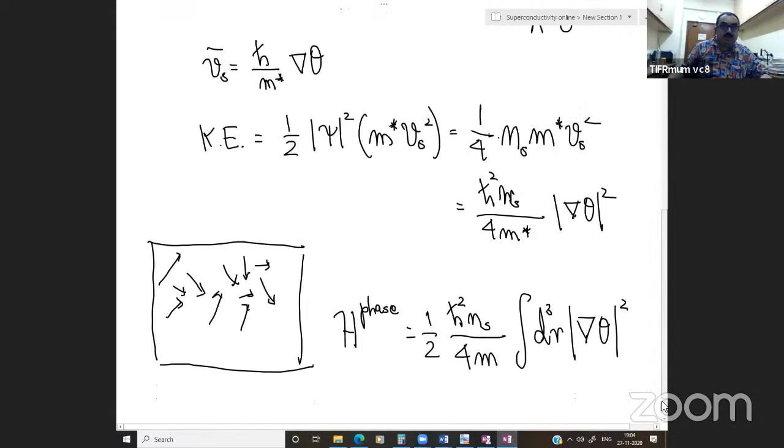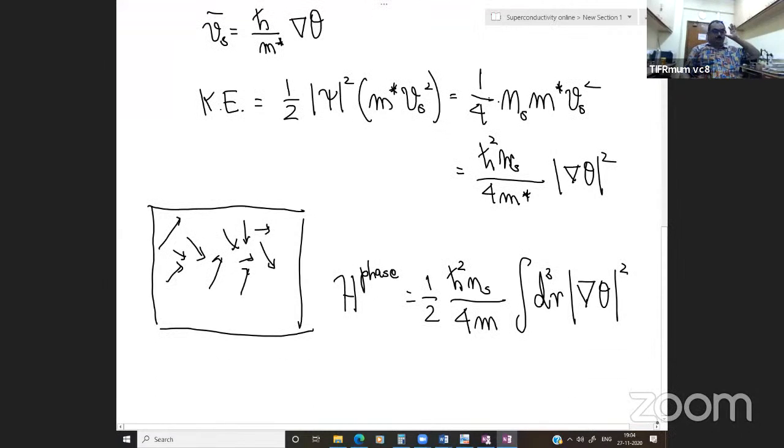Alright, that is the Hamiltonian of the system. The phase only Hamiltonian of the system. Now, if I am at low enough a temperature, not close to Tc, of course, this phase only Hamiltonian for a superconductor has no meaning near Tc, because there I will have a lot of Cooper pair breaking into individual electrons and Bogoliubov quasiparticles.